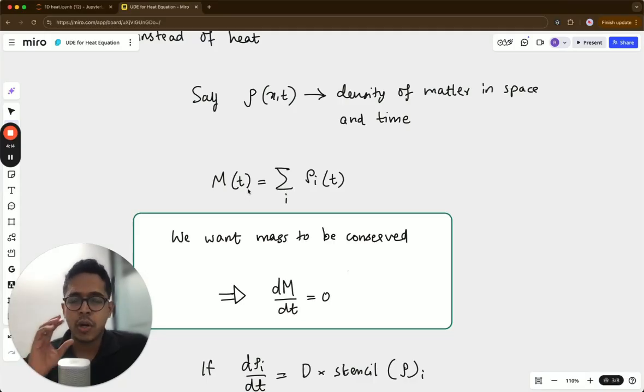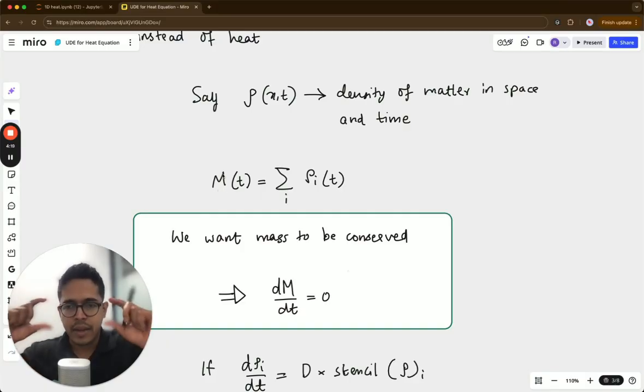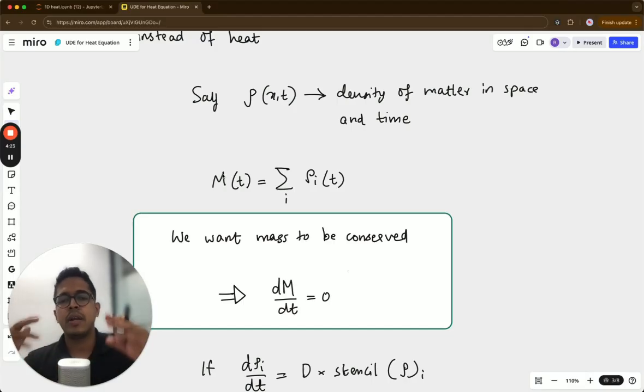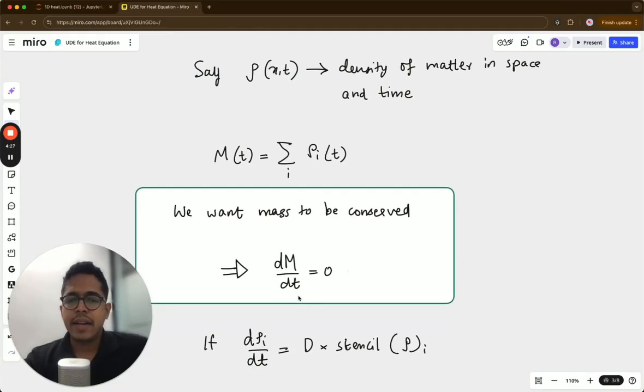So we want mass conservation to be applied here. So d by dt of this m, provided that space is constrained, is zero. So you should not have the total mass changing in the system. So now let us apply this d by dt of m equal to 0.